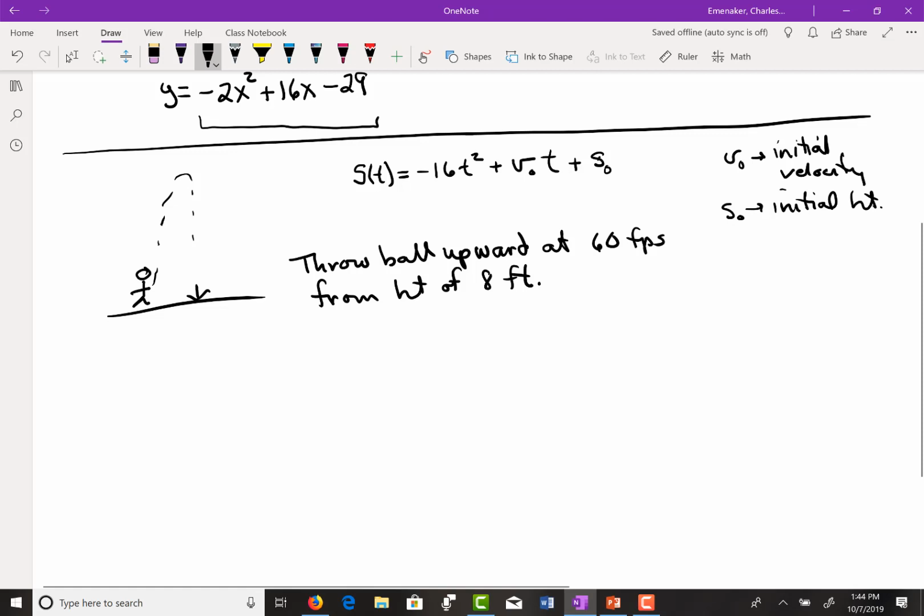The initial velocity, the 60 feet per second, you can get that from a speed gun, can't you? That's easy enough to do. Okay, well the question is, how long until it hits the ground? And then the second question we're going to come back to is, how high up in the air does this ball go?